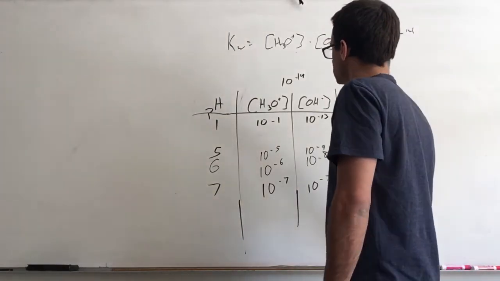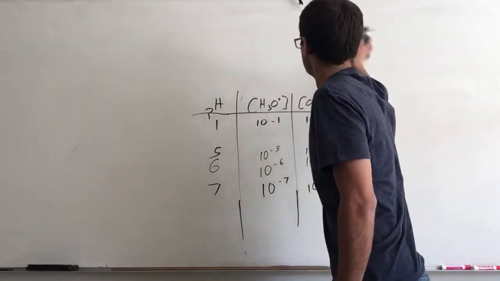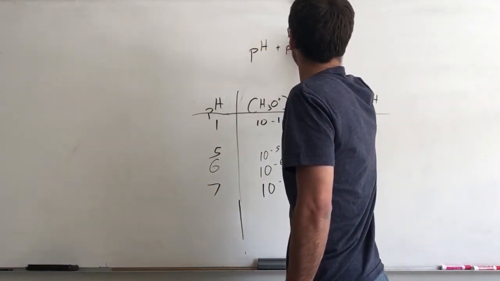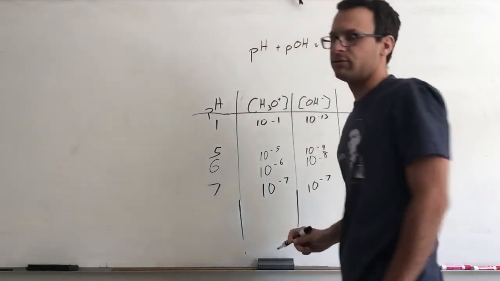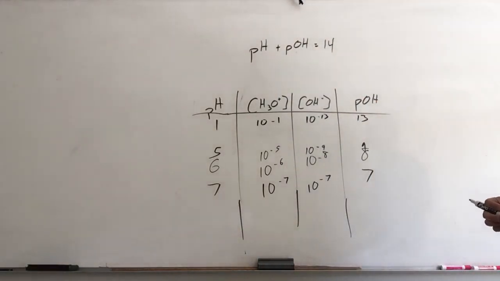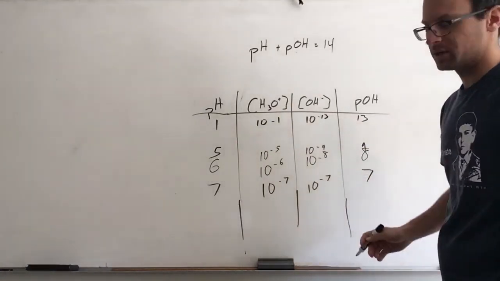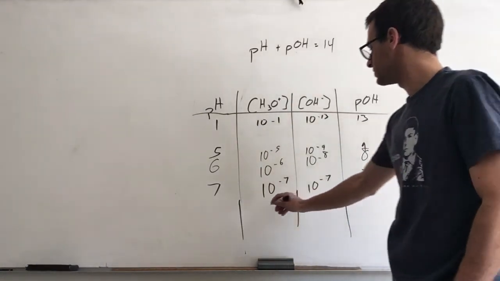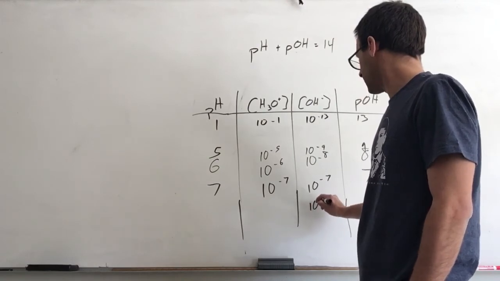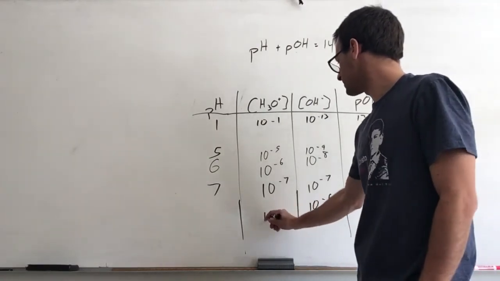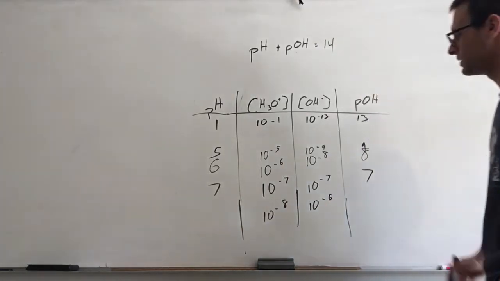So here's the key relationship now. The pH plus the pOH are always going to equal 14 in a solution. And that will help you solve some problems as well. This little table also just shows you the logarithmic nature of pH and pOH. If I increase my OH concentration and I get 10 to the negative 6 here, then this of course has to be 10 to the negative 8.